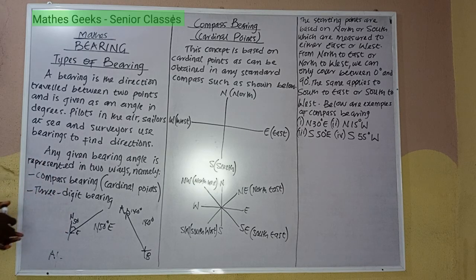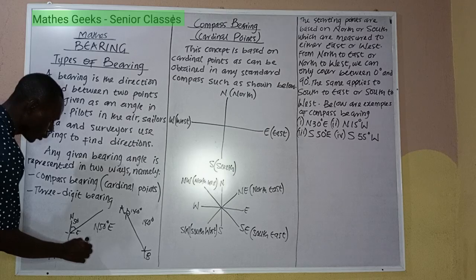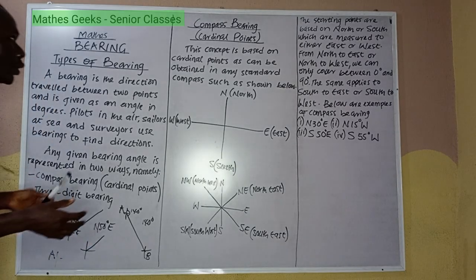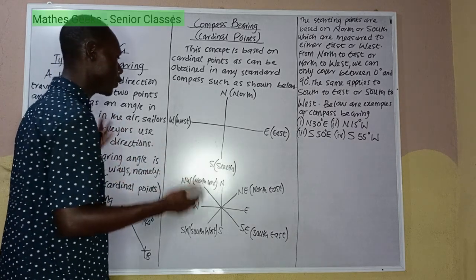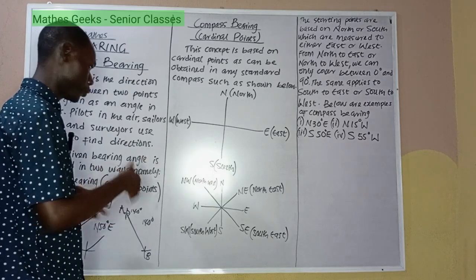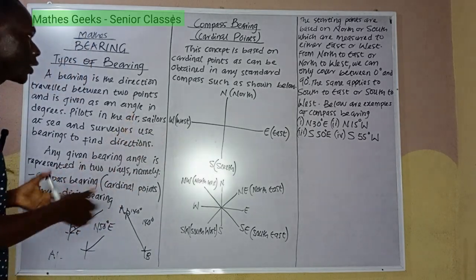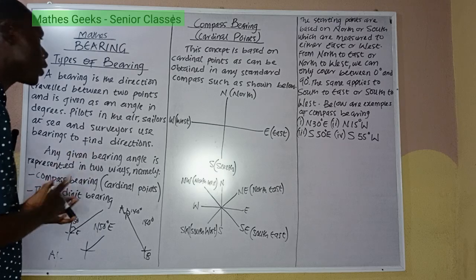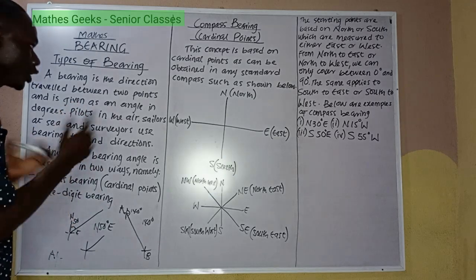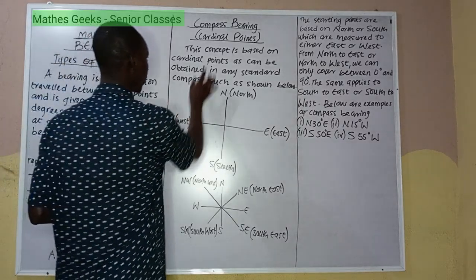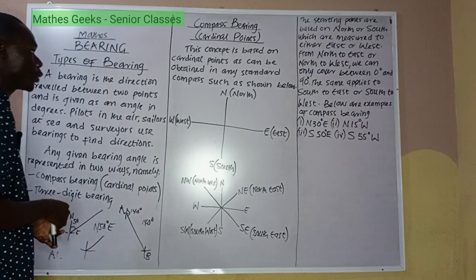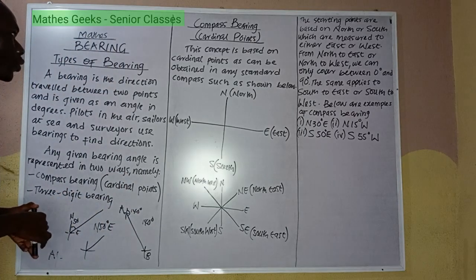A compass is an instrument that is used to gauge or determine the direction of an object. So people who travel on maps or who go for adventures, they always carry the compass so that wherever they are, they could find their way. Because the compass helps to give direction, it makes navigation easy. Sailors, pilots, they all make use of the compass bearing, or they make use of bearing generally. This concept is based on cardinal points as can be obtained in any standard compass, such as shown below.